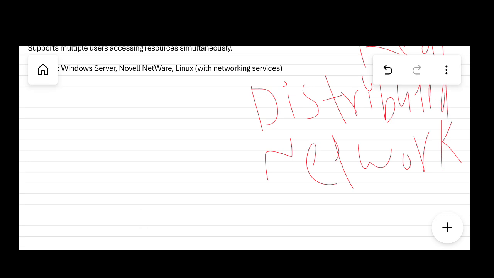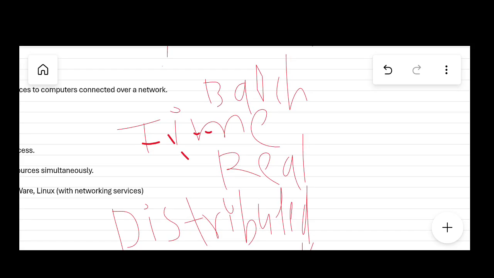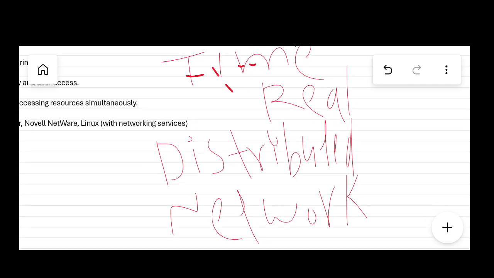So these were the main types of operating system: first one is batch OS, then time sharing OS, then real time OS, then distributed OS, then network OS. I hope you now understand the differences and uses of each operating system.